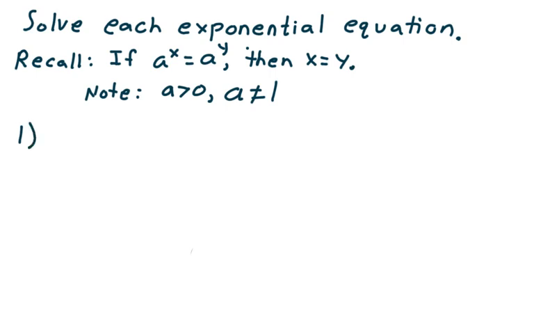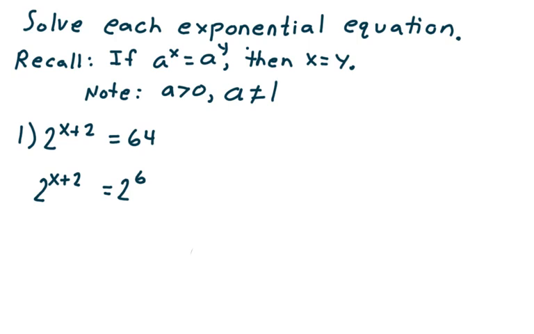Let's take a look at example 1. Suppose 2 to the x plus 2 is equal to 64. And so here's the goal. Can I rewrite both sides of the equation so that they have the same base? The answer is yes. So I'm going to leave the left side alone and write 2 to the x plus 2. On the right side, it turns out 64 can be written as 2 to the 6th.